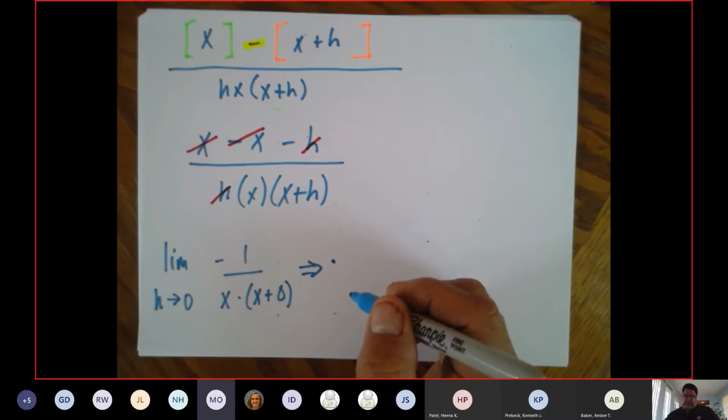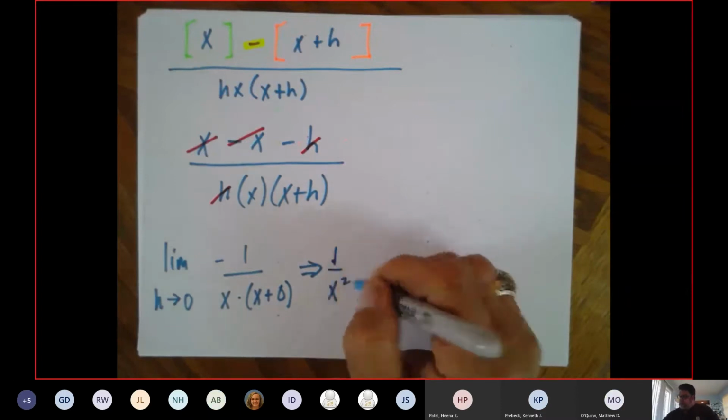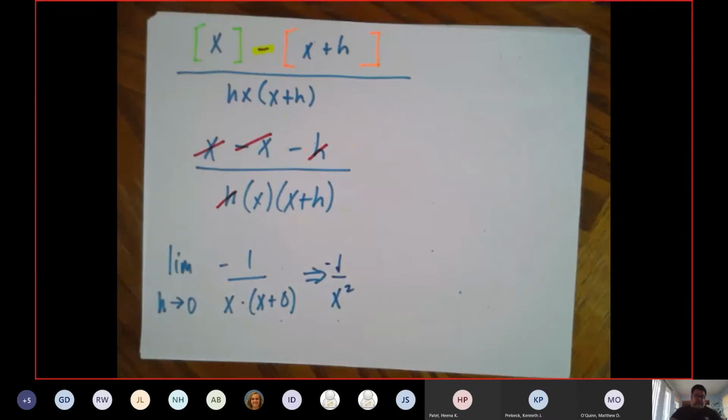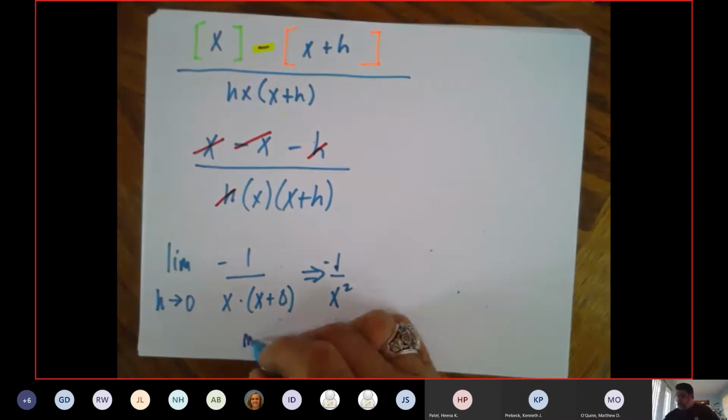I'm looking to see if I dropped a sign somewhere. It'd have to be on the previous page. Looks like -1 over x squared. If anybody sees where I might have dropped one, I don't think I did. Maybe my notes are wrong. -1 over x squared. So that is our equation for our slope. So m is equal to -1 over x squared.